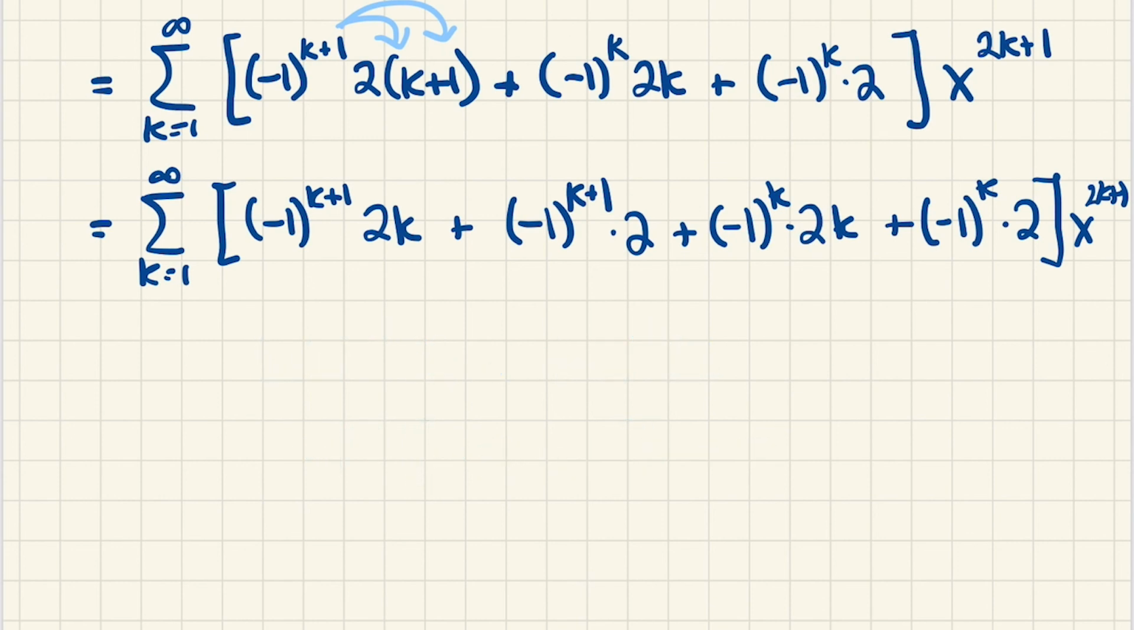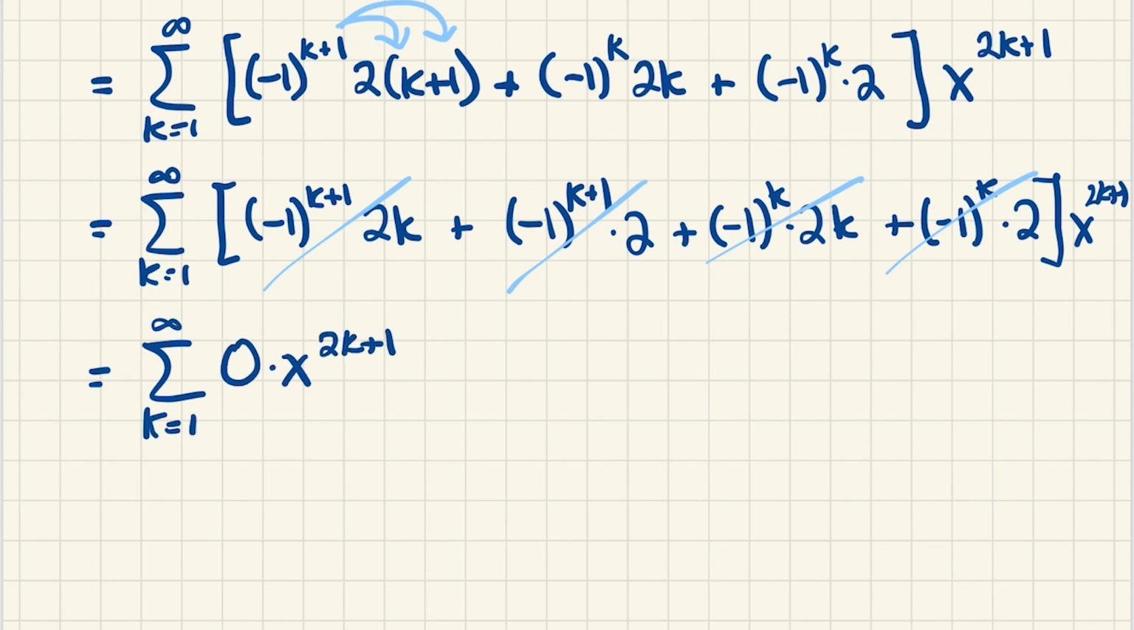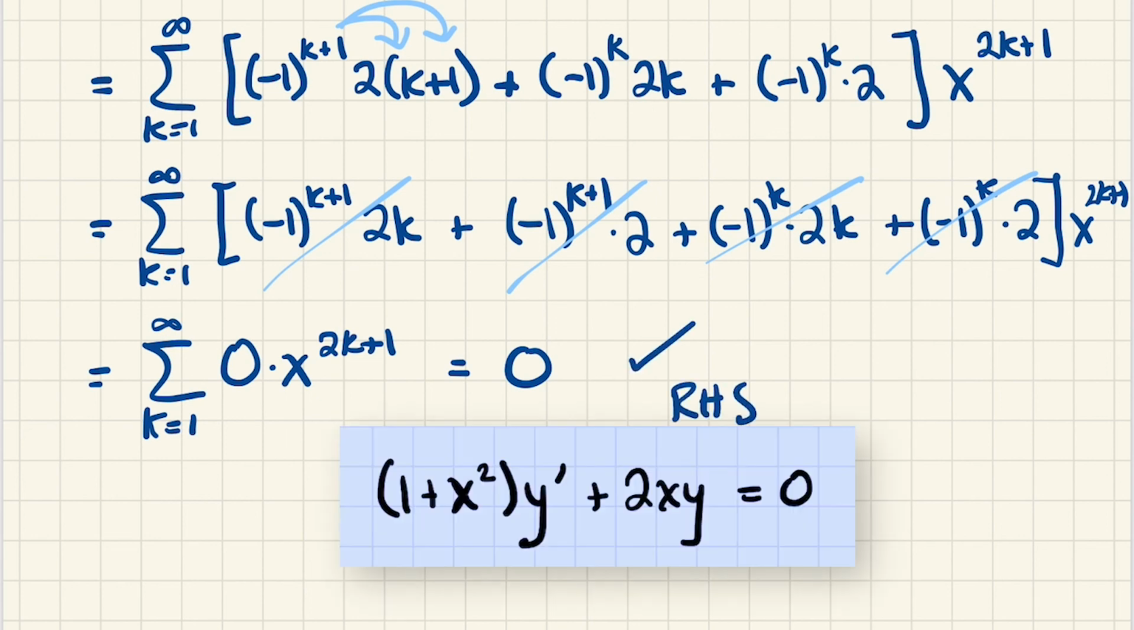So that allows us to say this guy cancels out with this guy cancels out with this guy, and what are we left with? 0 times x to the 2k plus 1. Of course, that's just 0. And that's the right-hand side of our differential equation. So we verified it. Hooray!